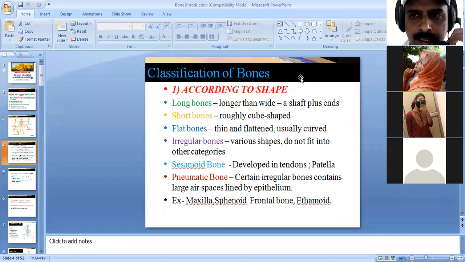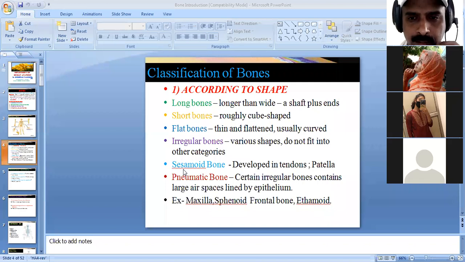This is the revision topic. My intention is to cover the few important points relating to the bone. Here, first of all, we have come across the long bone, short bone, flat bone, irregular bone. Then one point you have to remember about the sesamoid bone. Sesame means seed-like, and sesamoid means the bone which develops in the tendons, and the largest sesamoid bone is the patella.